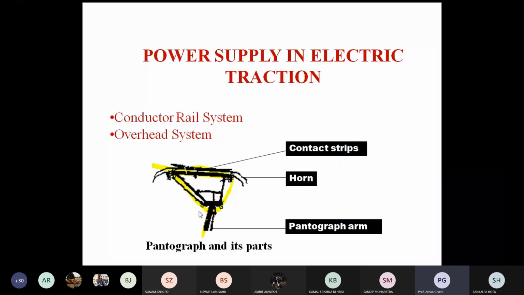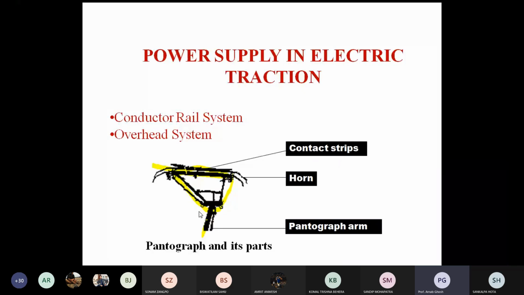If there are any gaps between the contact wire and the pantograph contact strip, there is a chance of breakdown of the air between them. So you can see unnecessary flashing. If unnecessary flashing is there, it may accelerate the aging of that wire as well as your pantograph contact strip. So you should look into this matter. That's why the screen is there.